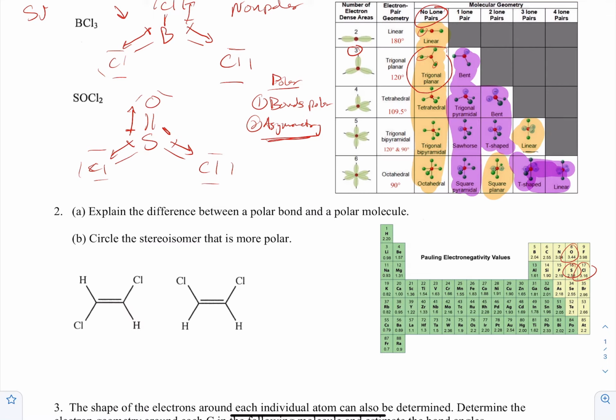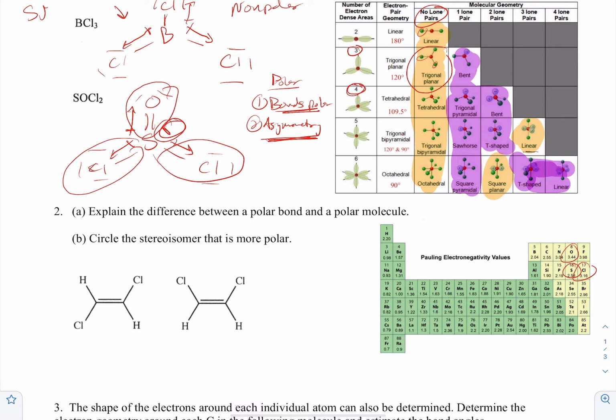Now we have to determine whether this, so we've determined the bonds are polar. Now we have to determine if it's asymmetrical. And notice there's a lone pair. That's almost always an indicator for there to be asymmetry, okay? But let's just double check just in case. So we've got a steric number of 4, right? We've got a lone pair, we've got a bond here, and a bond here.